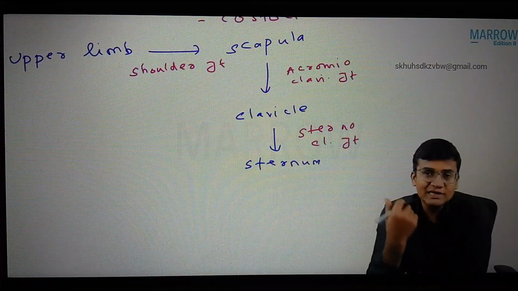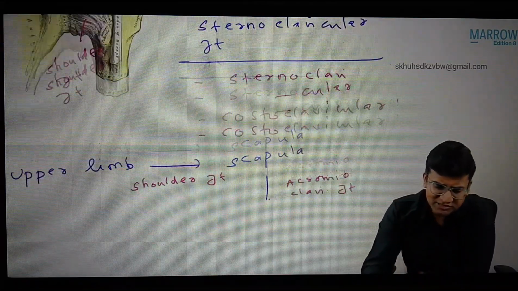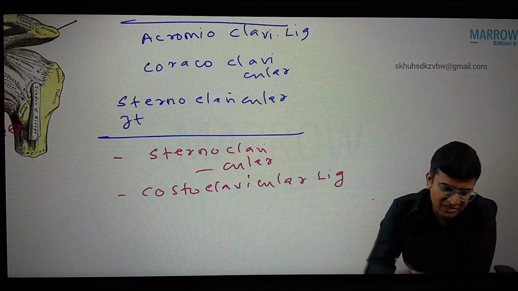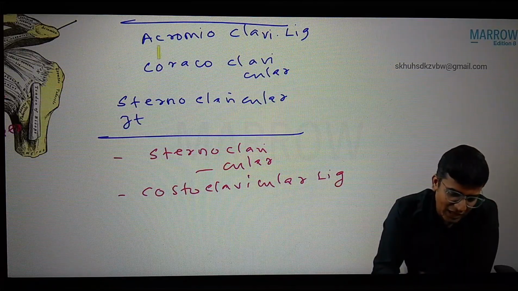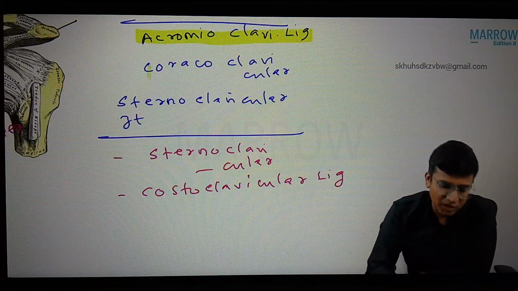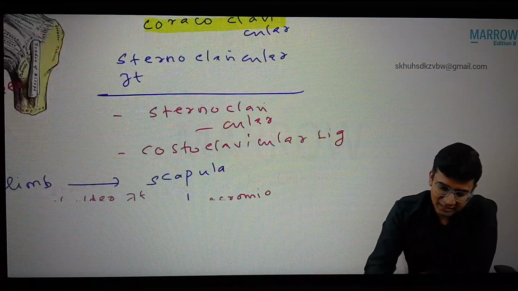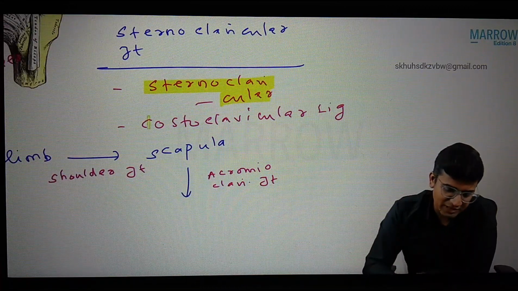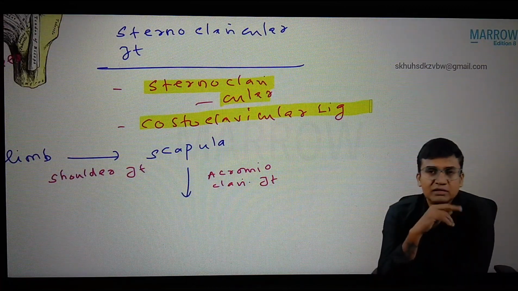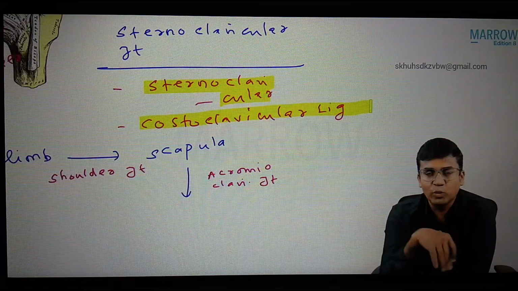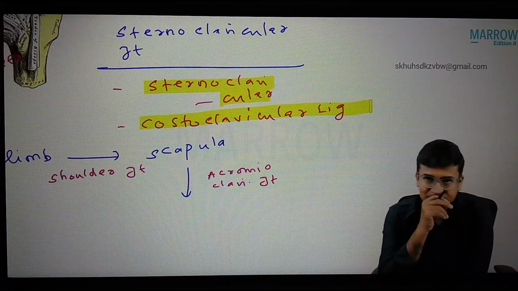Now, what are the ligaments which are transmitting the weight from the upper limb to the trunk? So, what are the ligaments involved in weight transmission? Just now I told you. Number one, acromioclavicular ligament, coracoclavicular ligament, sternoclavicular ligament, costoclavicular ligament. These are the ligaments which are transmitting the weight from the upper limb to the trunk.